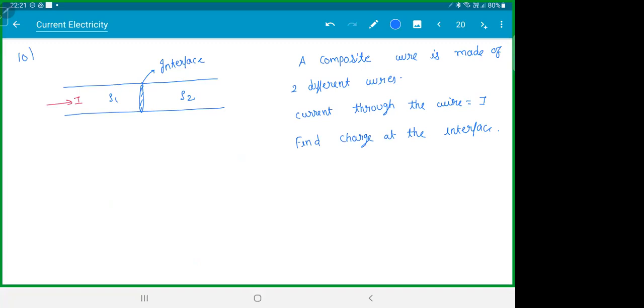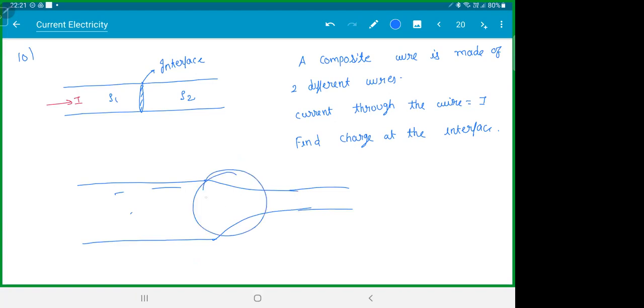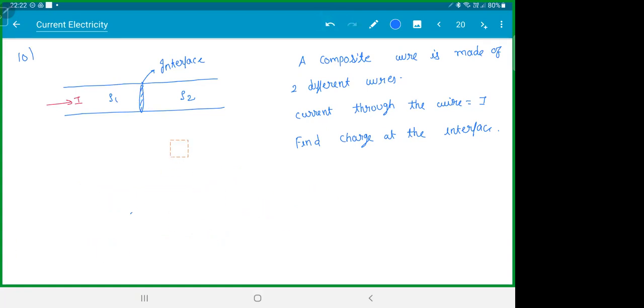So imagine that. You have a super highway there and suddenly it becomes a normal rough road. All the cars will get stuck here, isn't it? That is the same as your electrons getting stuck here. Charge will get accumulated at the interface, because on one side it is conducting, on the other side it is not that good a conductor. So charge will accumulate. How will you find this? Think for a minute, then I'll show you.